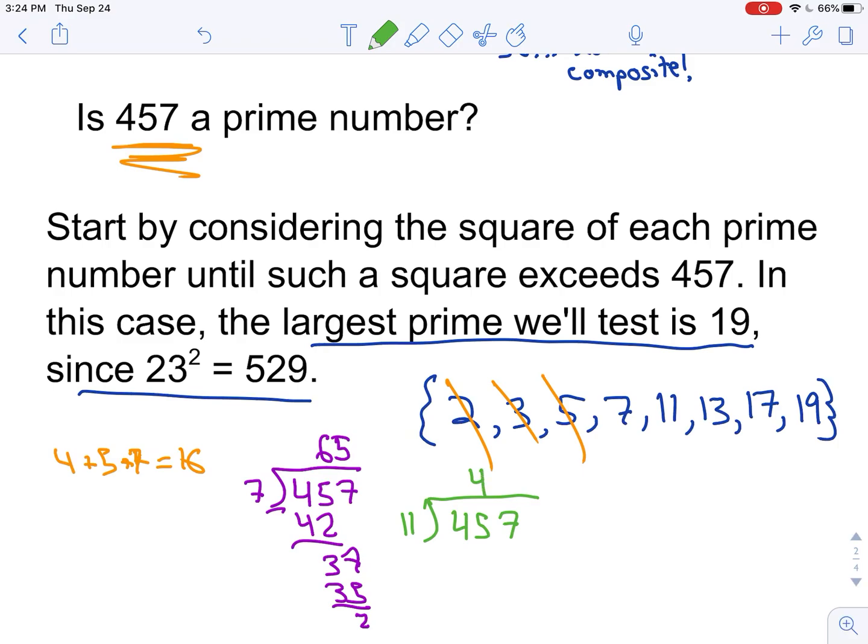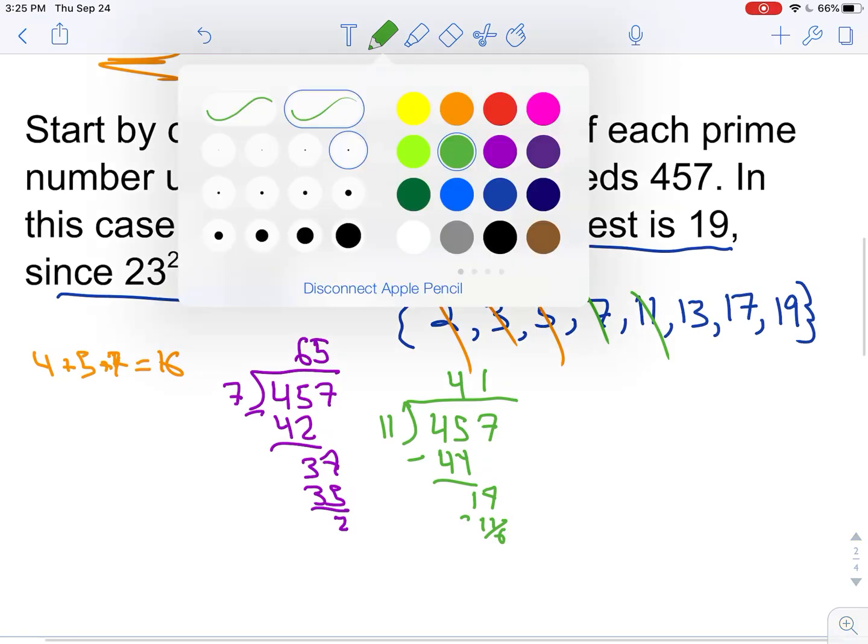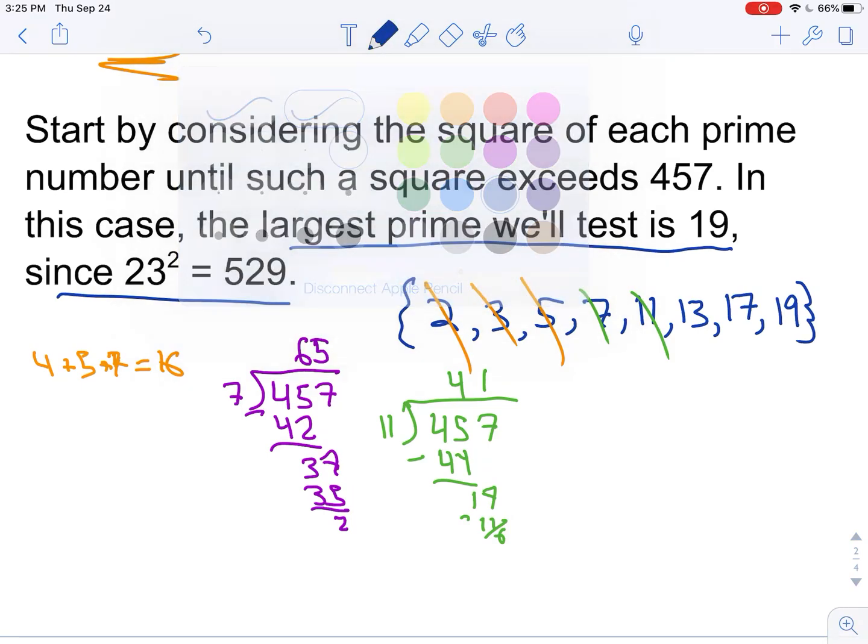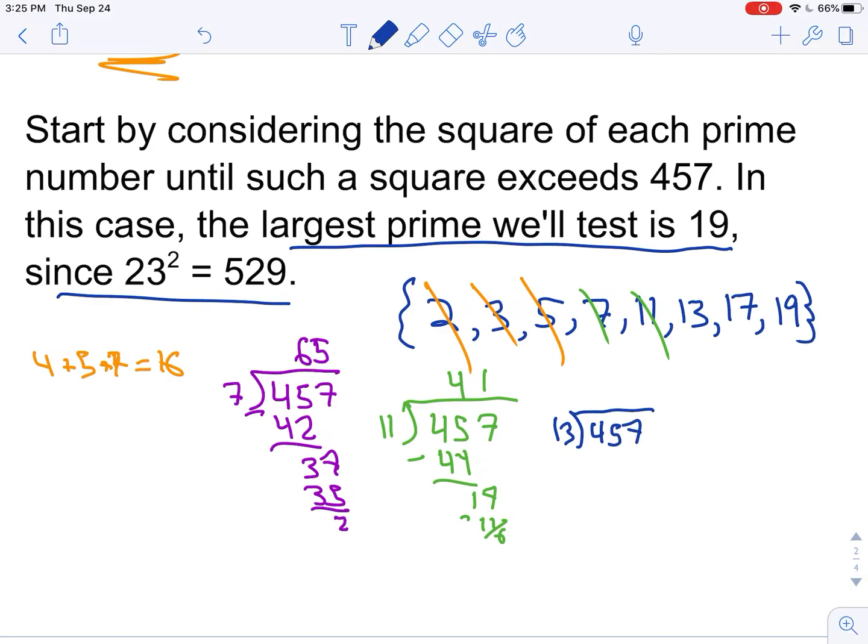457, does it divide by 11? Well, I know that goes in 4 times, and 17, oh golly, that goes in once, so the remainder is 6, so that's not going to work. How about 13? Maybe we'll get lucky here. Let's try that out. So 13 into 457.